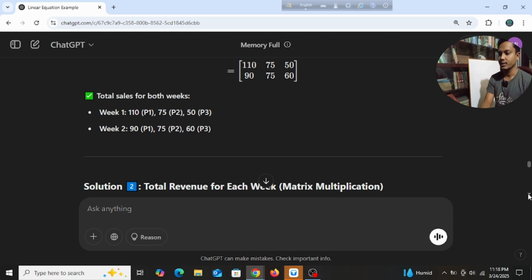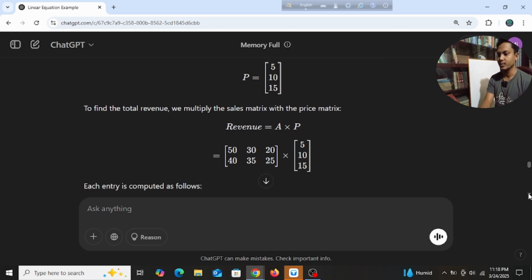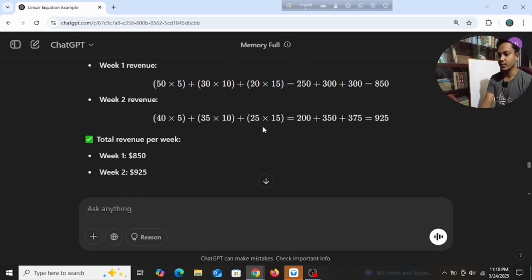Now the total revenue for each week. The price matrix is 5, 10, 15, as we've seen before, and all the values will be multiplied by these: 5 into 50, 30 into 10, 20 into 15. You can see here for week 2 as well. So I hope you can guess the result, guys. Okay, you can see the result here.